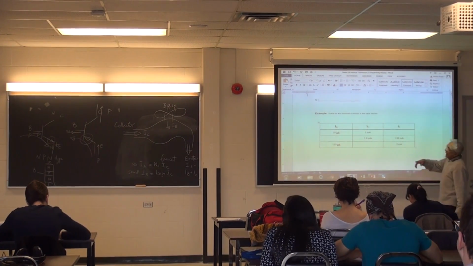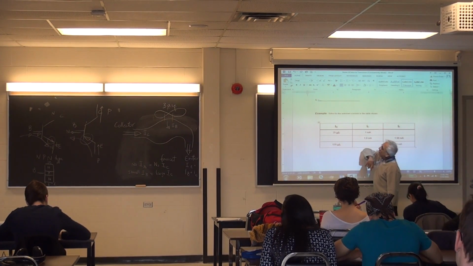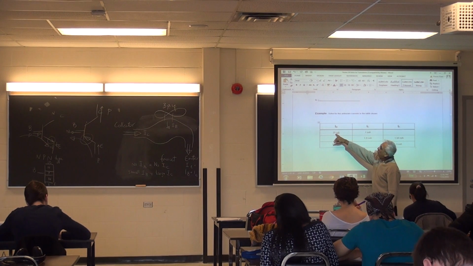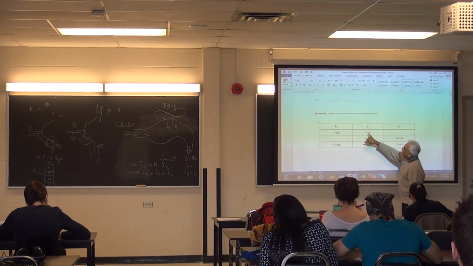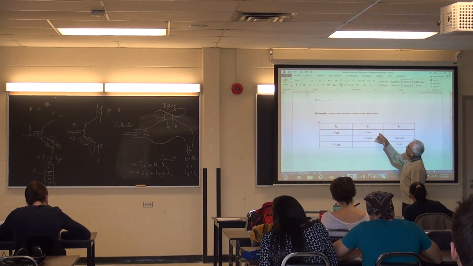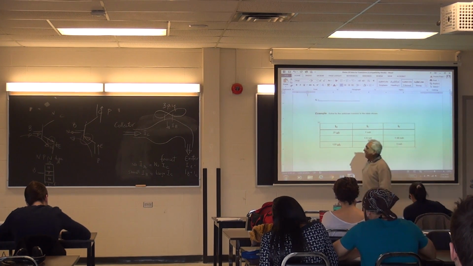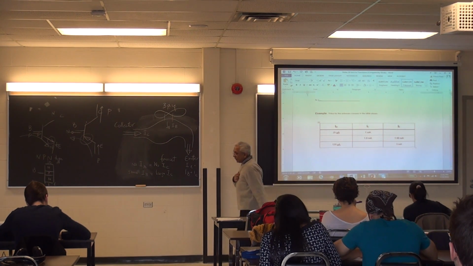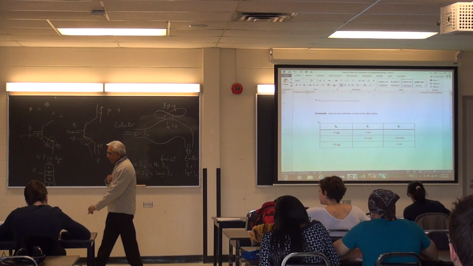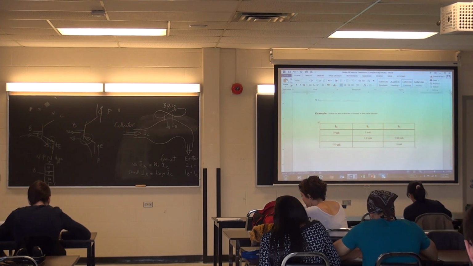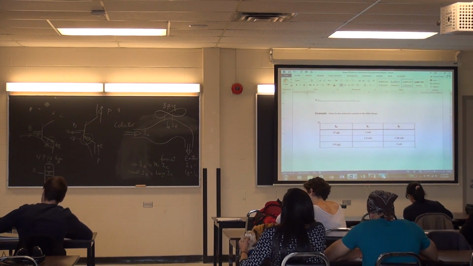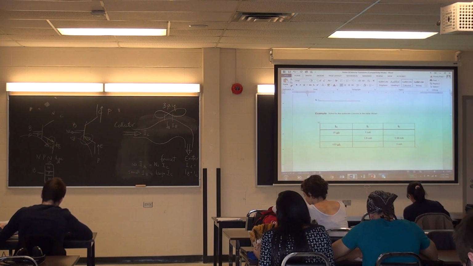IB in a circuit like the one we saw is 25 microamps, and IC is 1 milliamp. What do you think IE will be? Let's calculate. Get your calculator out and tell me what IE will be if IB is 25 microamps and IC is 1 milliamp.